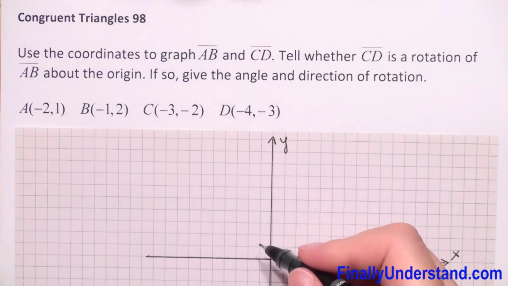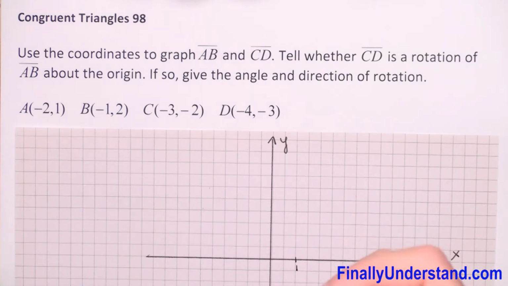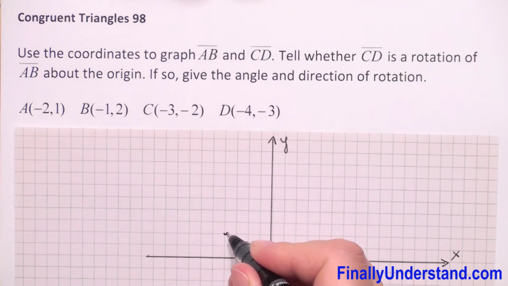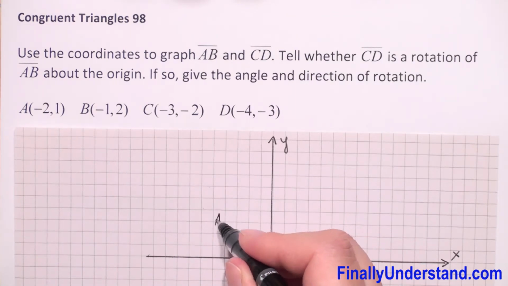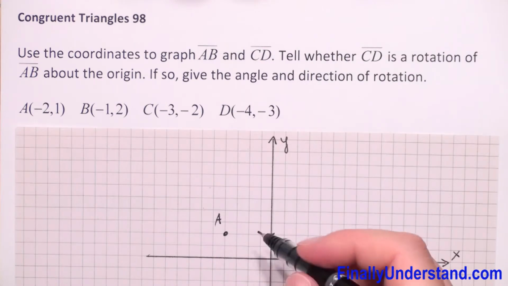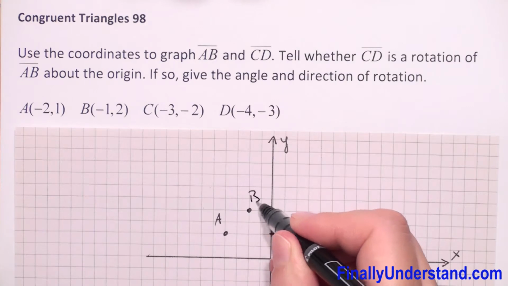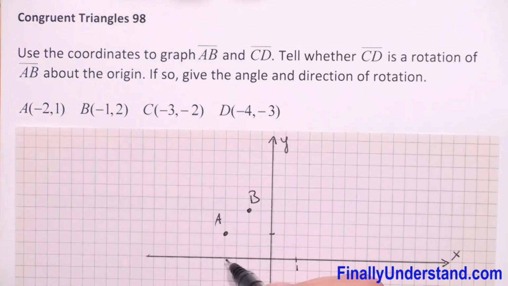We have point A, unit 1. Point A is negative 2, 1. So this is our point A. Point B is negative 1, 2. Point C is negative 3, negative 2. And D is negative 4, 1, 2, 3, 4, and negative 3. Point D. This is point C.